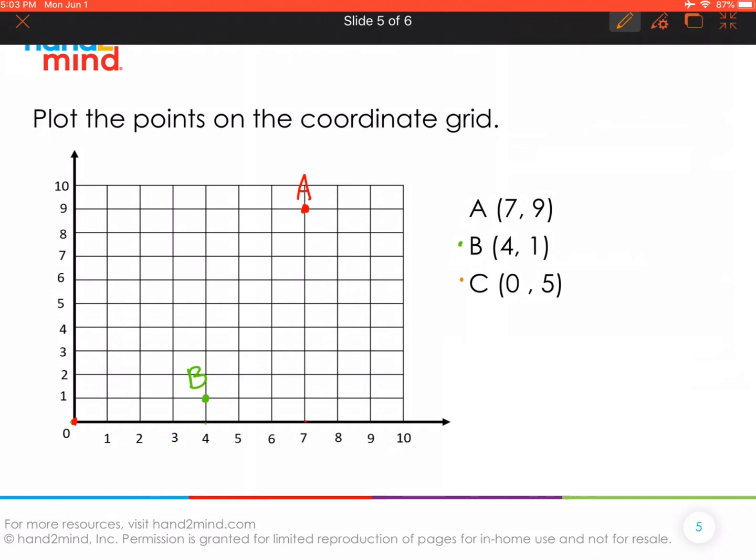Finally, we have point C. We start at the origin, we go to the right 0, and then up 5. And this is our point C.